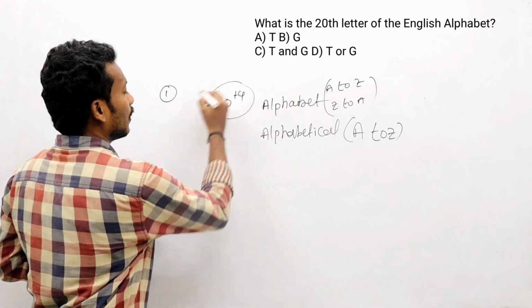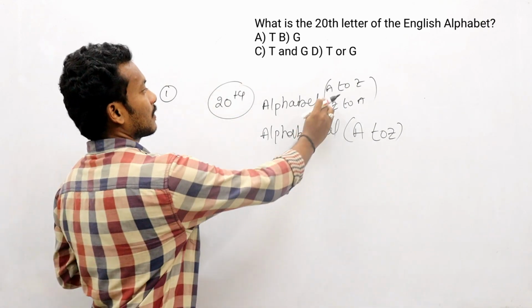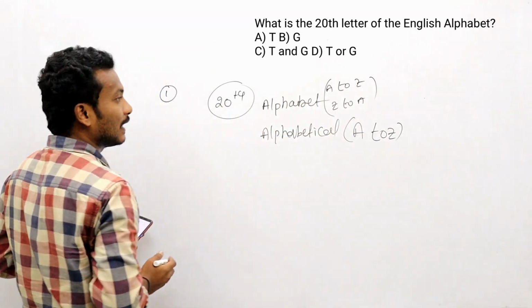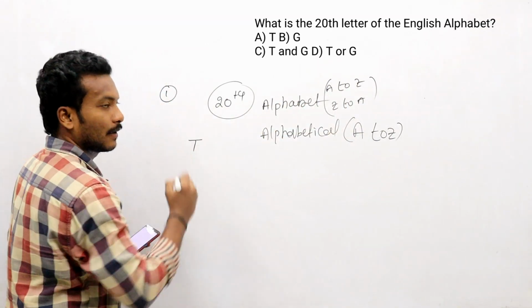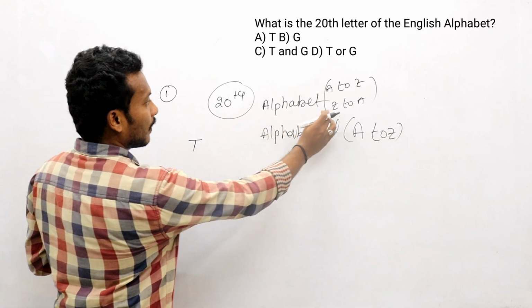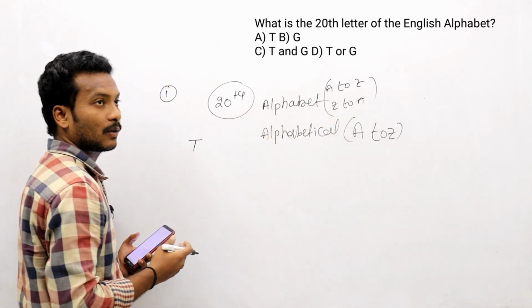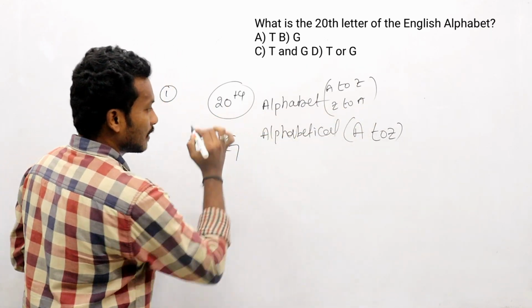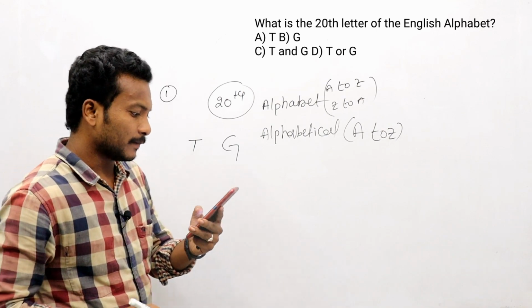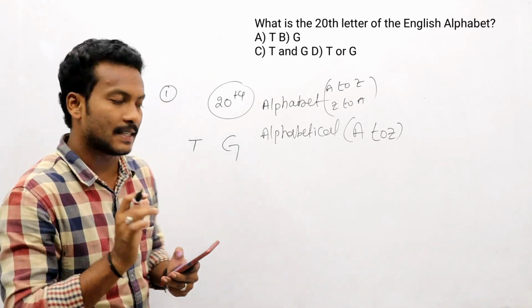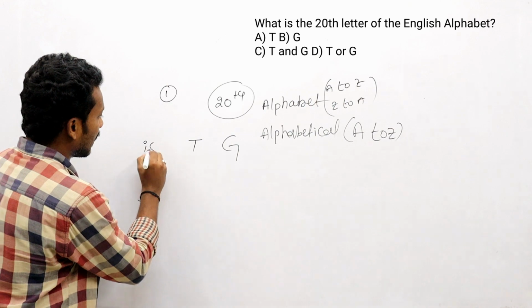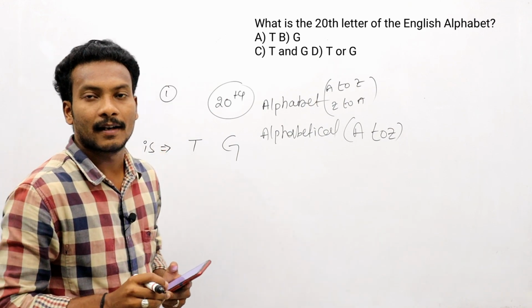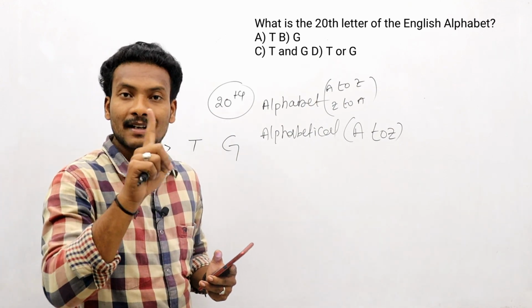Now he is asking for the 20th letter. Whenever you are counting from A to Z, what is the 20th letter? That is T. Whenever you are counting from Z to A, what is the 20th letter? That is G. Now look at the question. It is asking "is". "Is" is used for singular. Singular means we need only one answer.